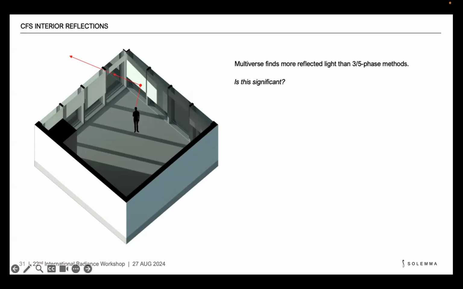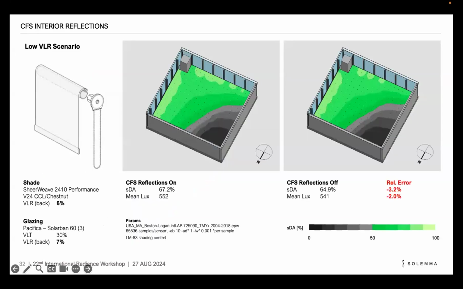And there's a question, I think, which is like, does this matter? And the answer is it can matter. In the case where your interior surfaces are low visible reflectance, in this case, like a 7% VLR glass and a 6% dark covered fabric shade, the incremental daylight autonomy difference of having these reflections accounted for is pretty small. It's like 3% on the scale of this corner space, which is arguably not a very big impact.